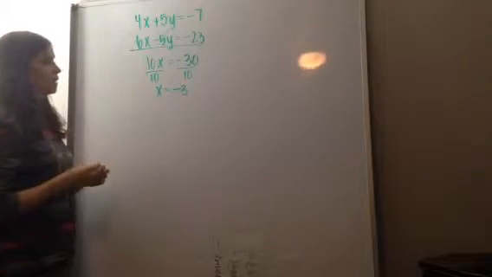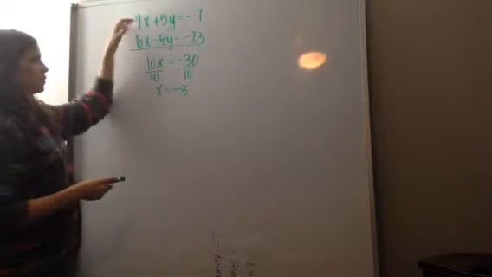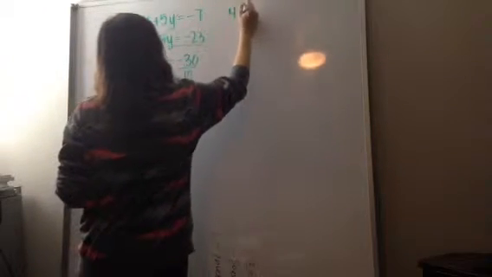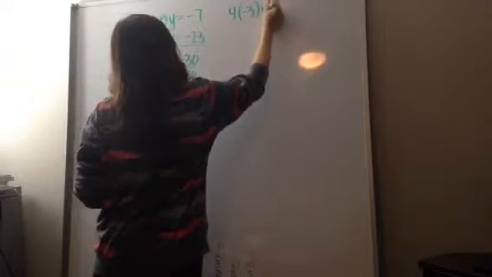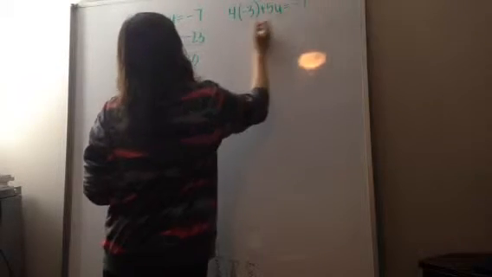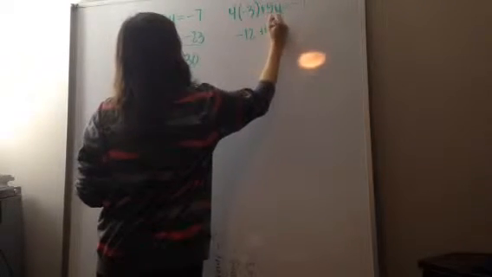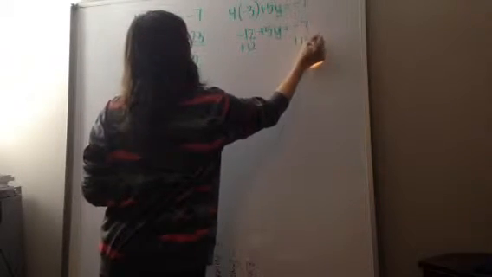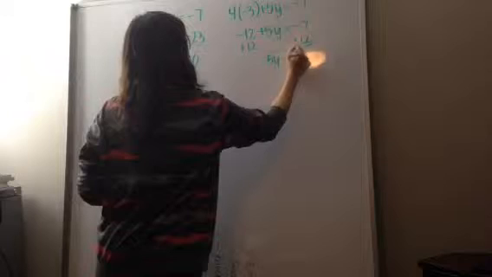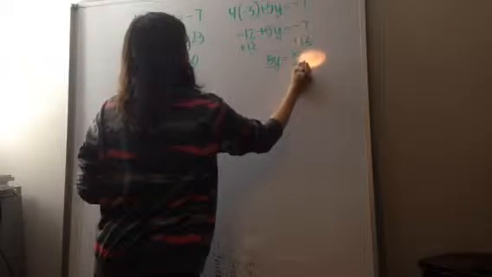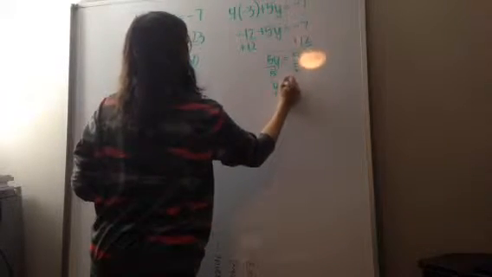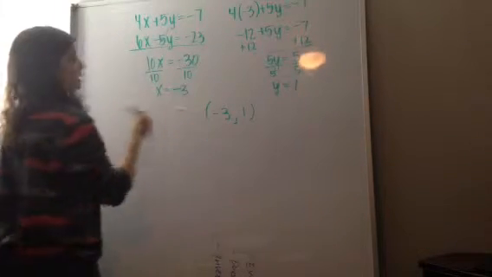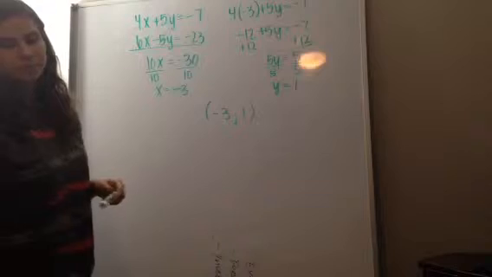And now that I have x is negative 3, I can plug that in for one of these. It doesn't matter which one. I'll do it for the top. So 4 times negative 3 plus 5y equals negative 7. So we get negative 12. If I add 12 over, then I get 5y equals 5. Divide by 5. So y equals 1. So these would cross at the point negative 3, 1. For x is negative 3 and y is 1.